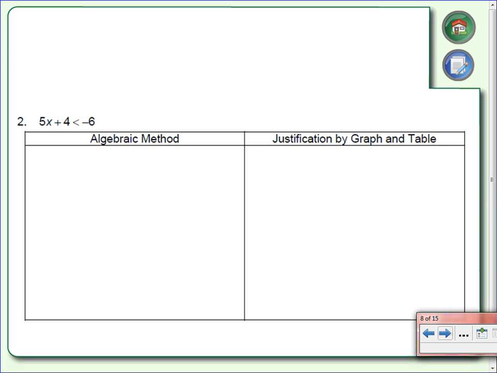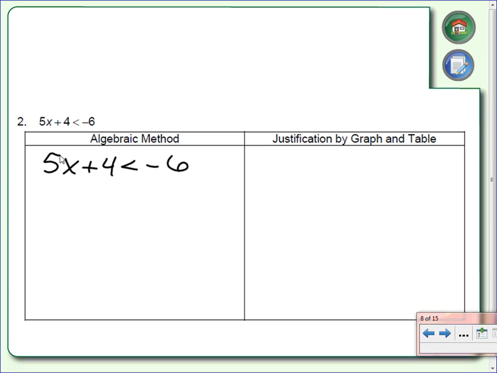Second one, number 2: 5x plus 4 is less than -6. We're going to get lucky on this one because there's no parentheses, so there's no need to go through distributive problems. You can also see that there's no like terms I have to worry about. There's nothing over here on the left I can put together, and there's nothing over here on the right that I can put together.